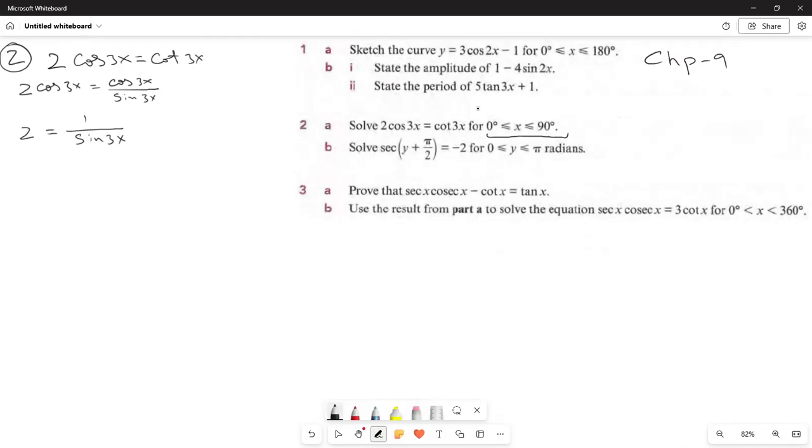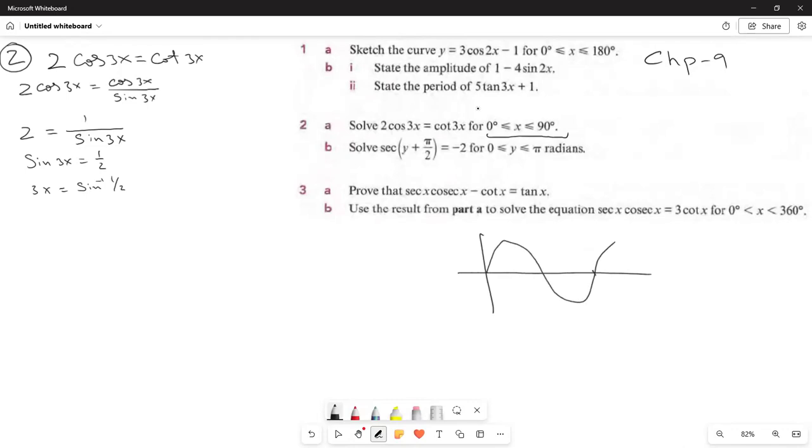From here you can see that sine 3x is equal to 1 by 2, and 3x is equal to sine inverse 1 by 2. And what is sine inverse 1 by 2? I'm talking about in the range of 0 to 90 degrees. Remember the graph of sine x goes like this.